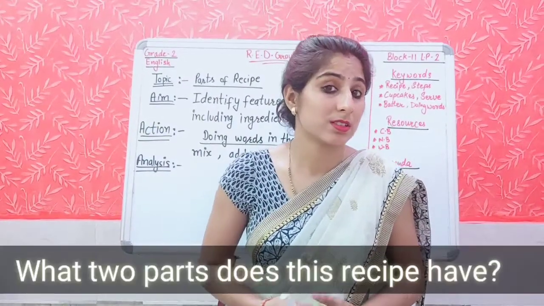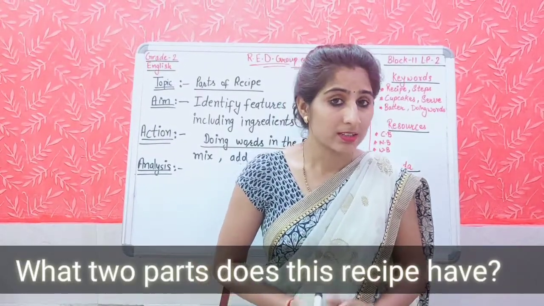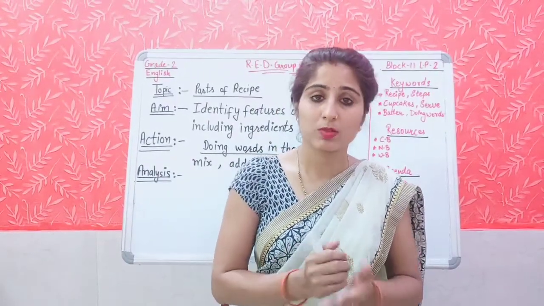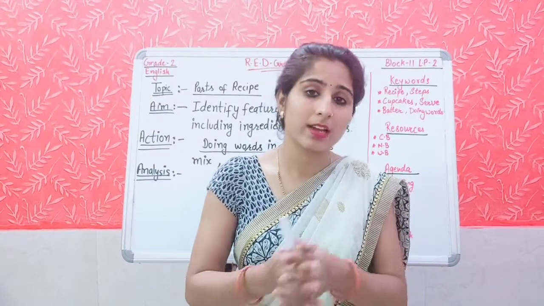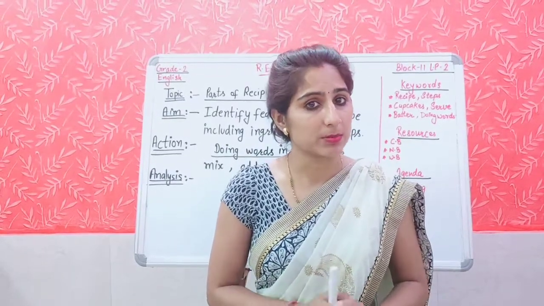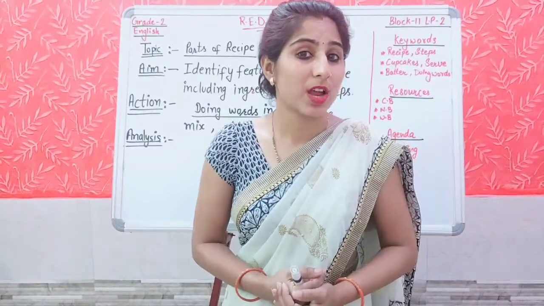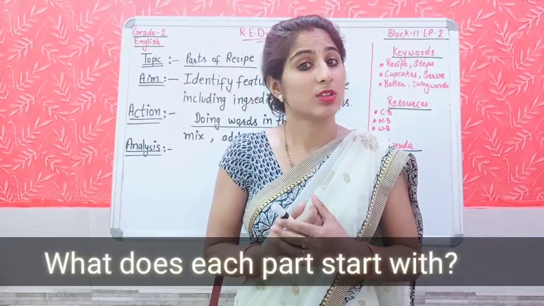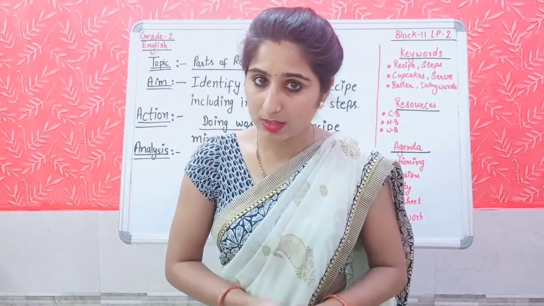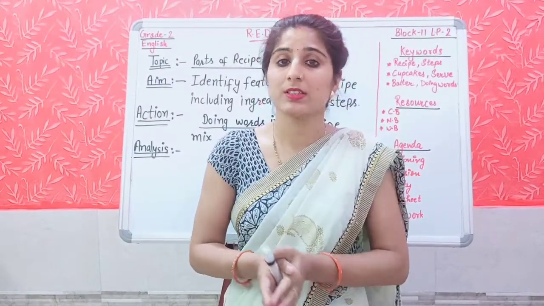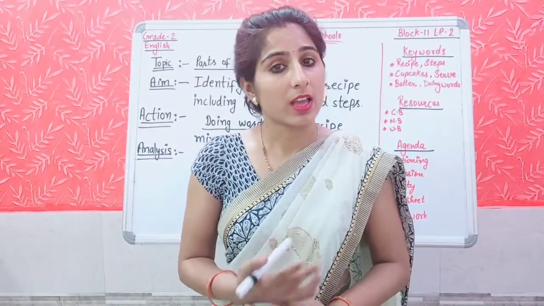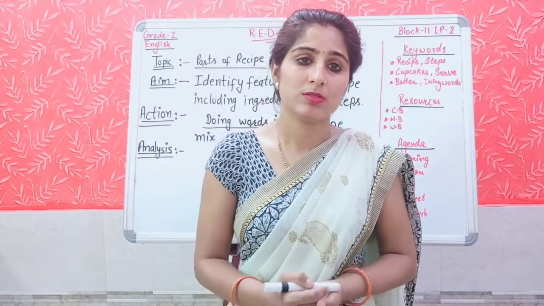What two parts does this recipe have? Right, the recipe has two parts. In one part, food items were given, and in the second part, steps were given on how to prepare the recipe. What does each step start with? Right student, as I have told you in the activity part also, each step starts with a doing word. In the beginning of every sentence, a doing word was given. With the help of these doing words, the reader can know what to do.